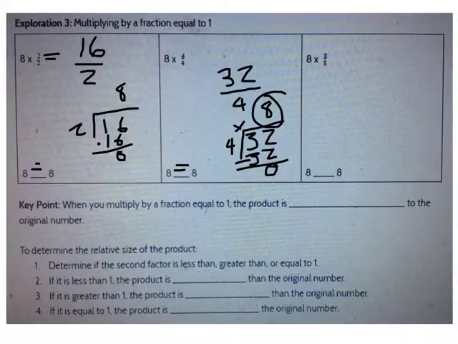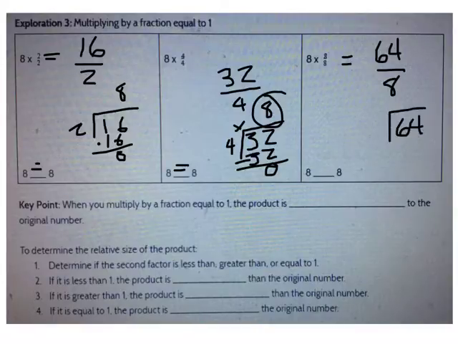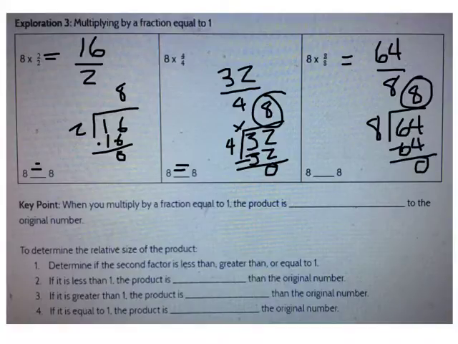Now let's try one last one. How would I write 8 times 8/8 as an improper fraction? Well, I'd get 64 over 8. I can divide to change that into a whole number. What's 64 divided by 8? 64 divided by 8 is 8. Is 8 less than, greater than, or equal to 8? It's equal to. So what I learned here is that when I multiply by a fraction equal to 1 with the same numerator and denominator, the product is equal to the original number.